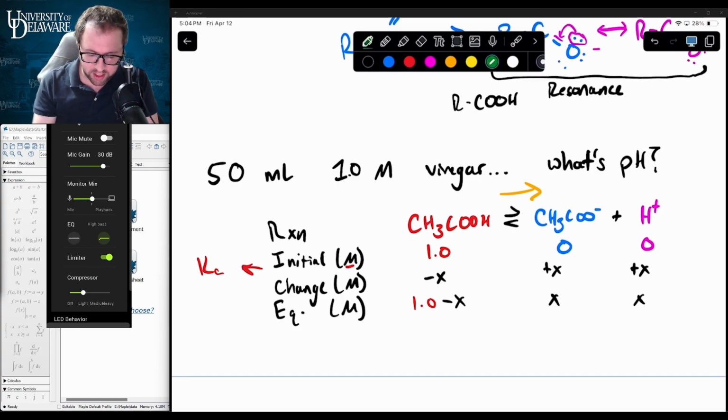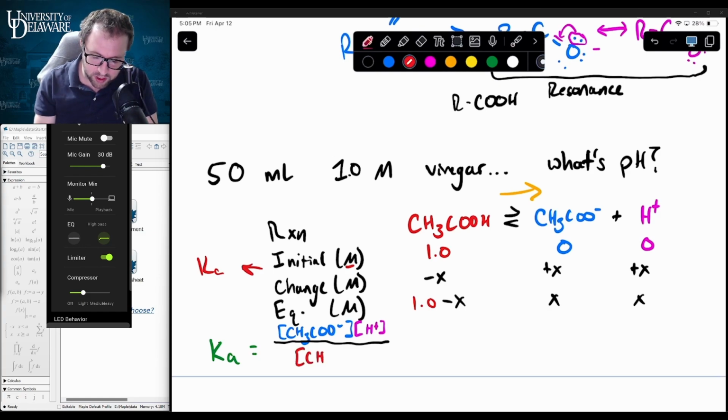Remember, our Ka is equal to our products over reactants raised to their respective stoichiometric coefficients as exponents. So here we're going to have, and for acids and bases, because we only look at these as monoprotic dissociations, they're all going to have this format. We're going to have the conjugate base raised to the first, times the H plus, so times the proton concentration, divided by the amount of vinegar present, the weak acid.